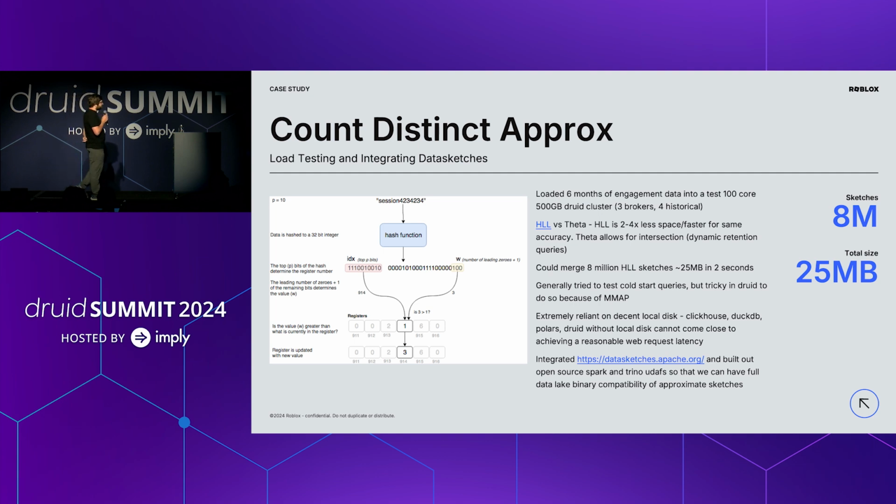And we also built out some open source user-defined aggregate functions from Spark or on top of Spark and Trino so that we can have full data lake binary compatibility of these approximate sketches. When we render it in our game engine, we can ship an event that carries a median or an approx count or an approx median type of sketch all the way through to our data lake and then query it via Trino or Spark.